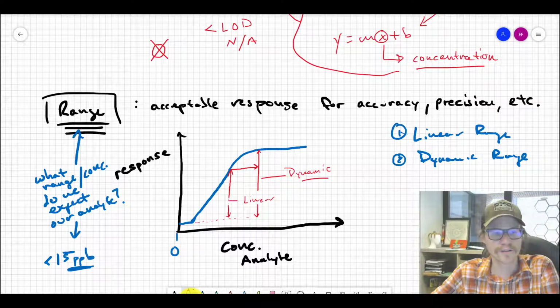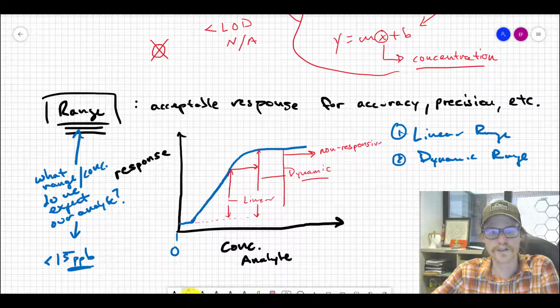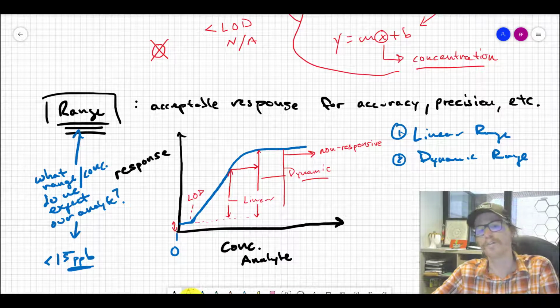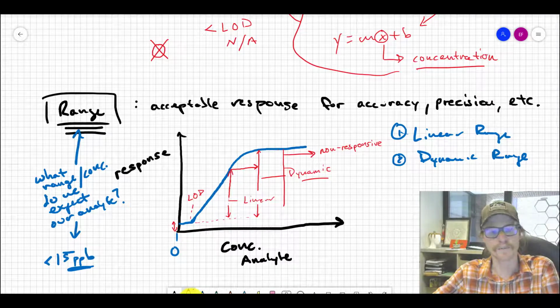Beyond this, say out here and on, this is non-responsive. Meaning you can keep cranking up the concentration as much as you want and it's not going to change your response. The same is true in the region below the limit of detection, below the bottom end of our response curve. This is really important, right?